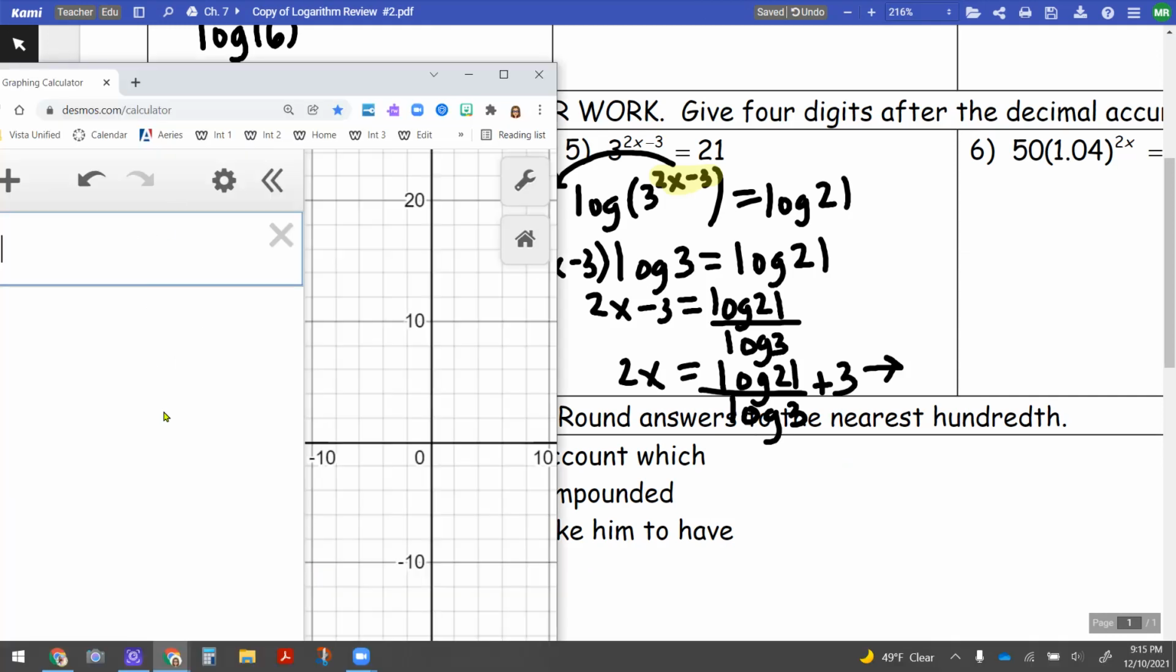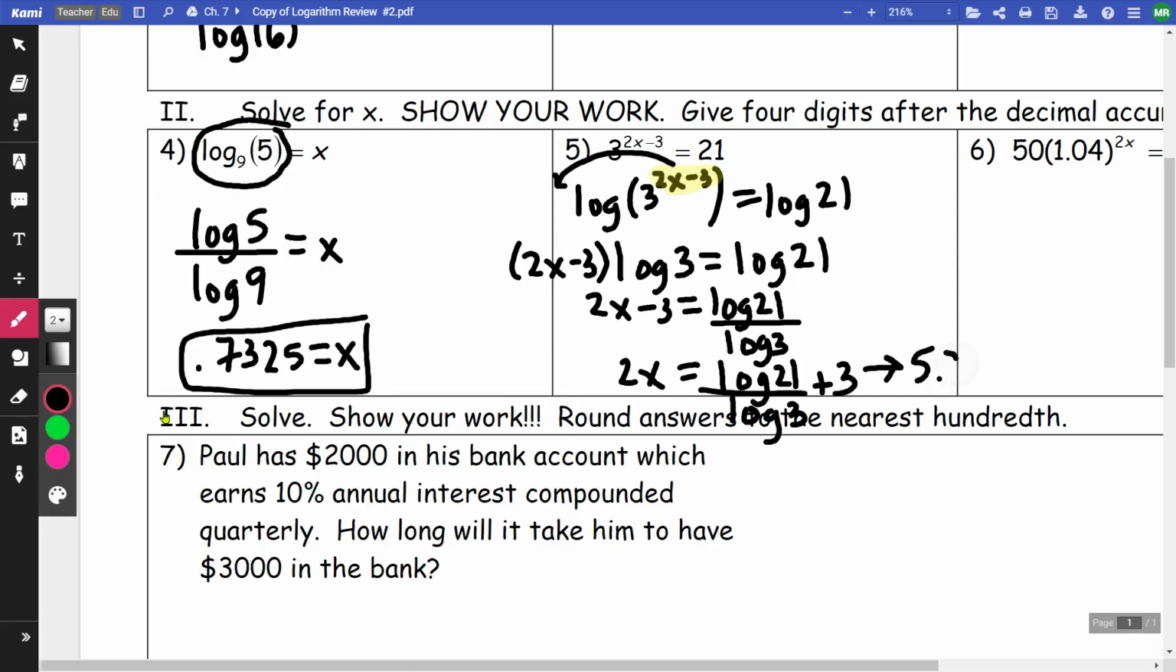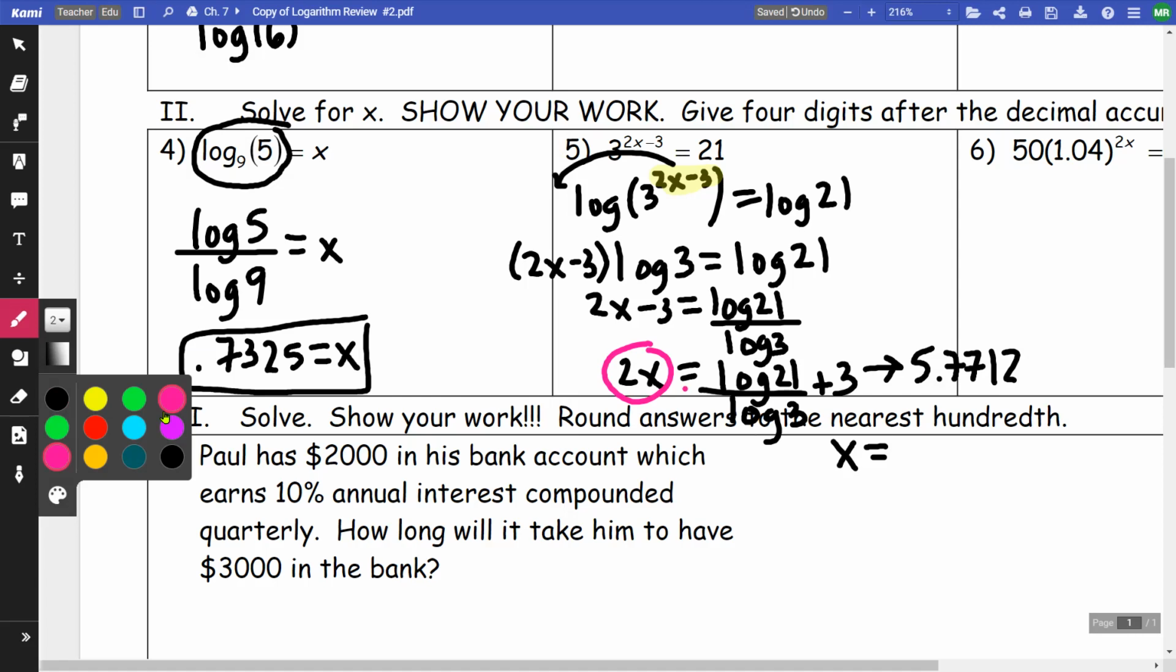So I am going to do log of 21 divided by log of 3. And then I'm adding 3 onto that. And so I get 5.7712. And my last step is to divide that by 2, because I really had a 2x. So I divide that by 2, and that's going to give me my answer.